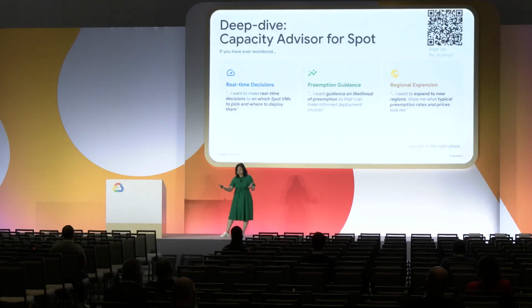So if you've ever found yourself in one of these situations or all of these situations, you're in the right place. You use spot VMs, and perhaps you've wondered, I want to make real-time decisions on which spot VMs to pick and where to deploy them. I want guidance on the likelihood of preemption so I can make smart choices about where to deploy my workloads. Or I want to expand to new regions. Before I enter a new region, I want to get a sense of what are typical prices or preemption rates in those regions. Well, you're in the right place. Let me share some details.